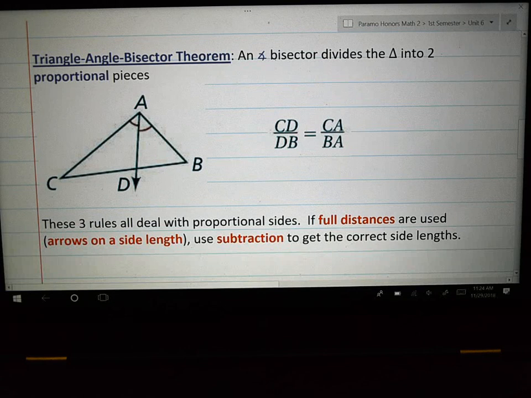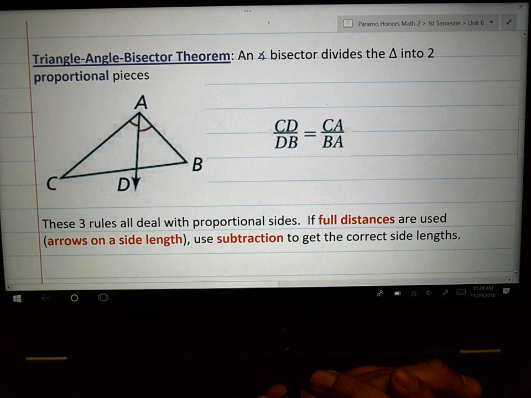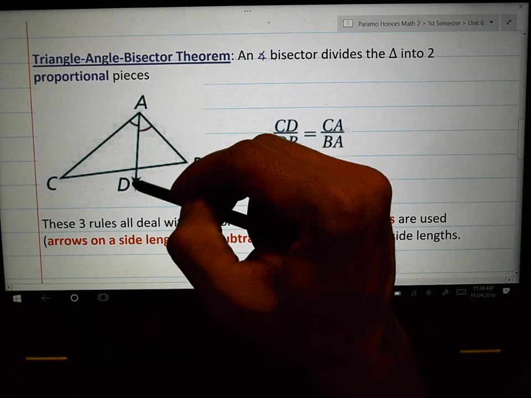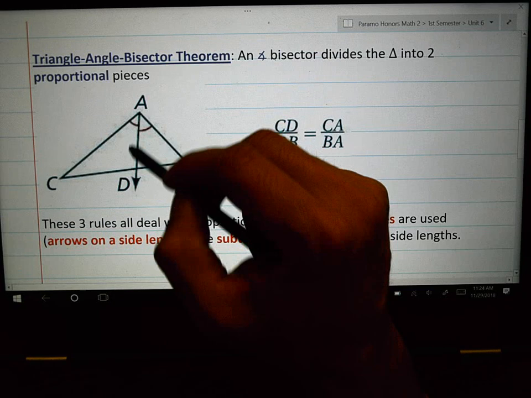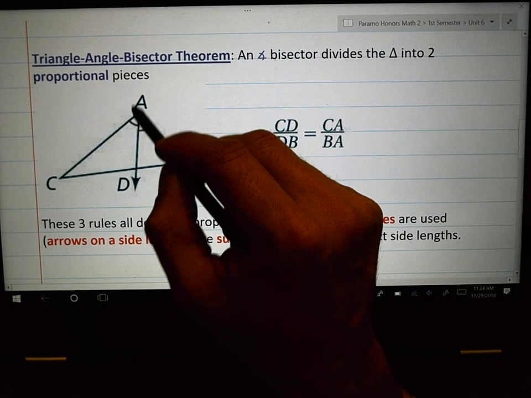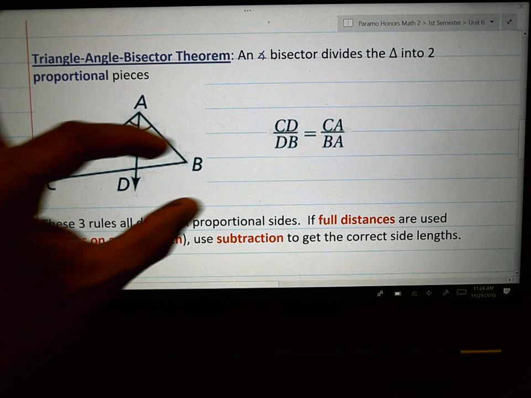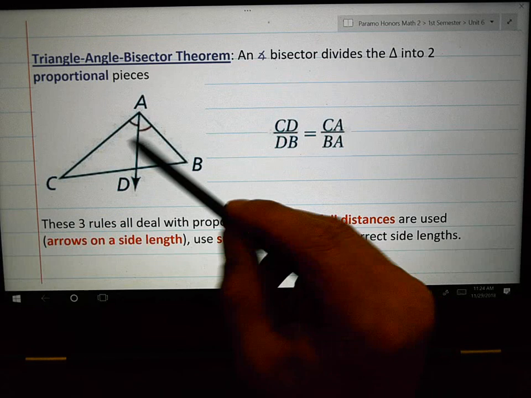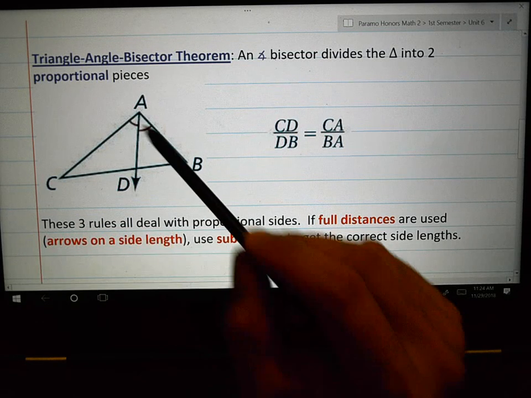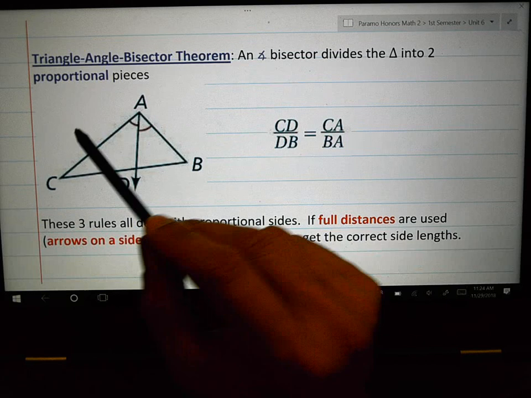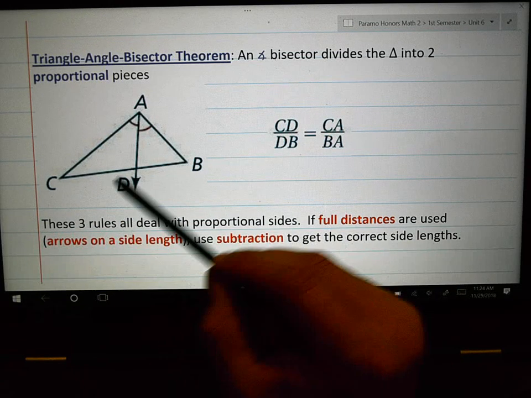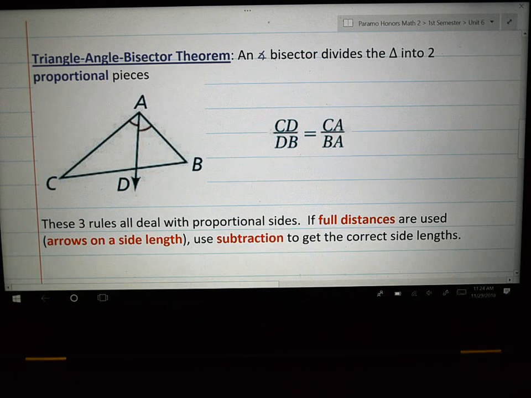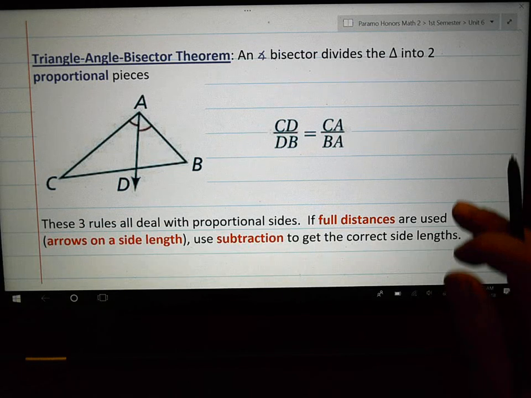The third idea that you'll be using is something called the triangle angle bisector theorem. It talks about if you have an angle bisector, and you know it's an angle bisector because these two angles are congruent to each other, it's going to split this triangle into 2 proportional pieces. 2 triangles that are proportional to each other. What does that look like? That looks like bottom over the bottom is equal to the left side over the right side, or left side over the bottom equals the right side over the bottom. You could set it up almost any single way because they're proportional to each other. We'll do a bunch of problems like that.